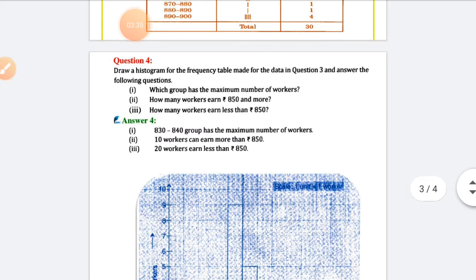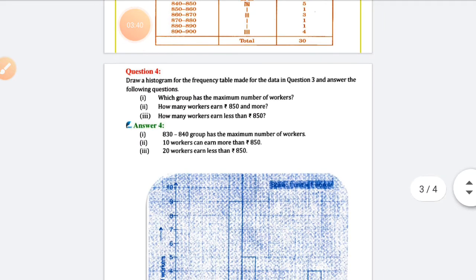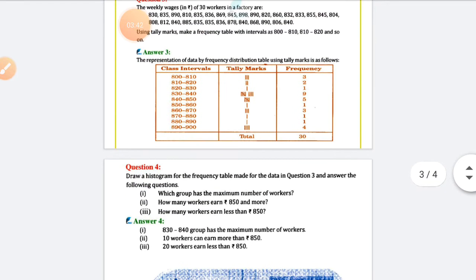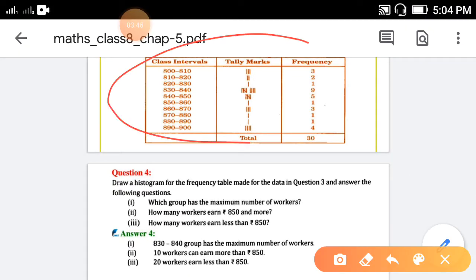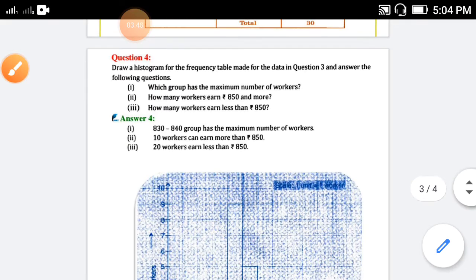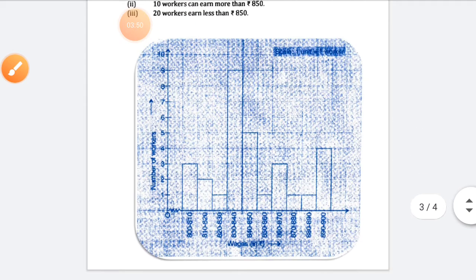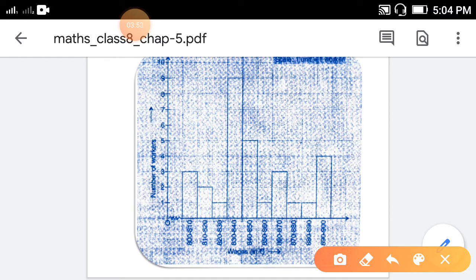Question number 4, you have to draw a histogram. But here you have to use the table that we have made in question number 3. Now what is the difference between a histogram and a bar graph? Here there is no space between the bars, but the width of each bar is the same.